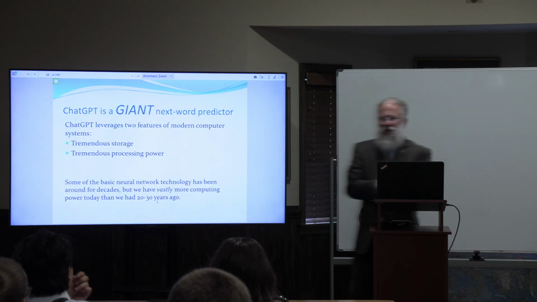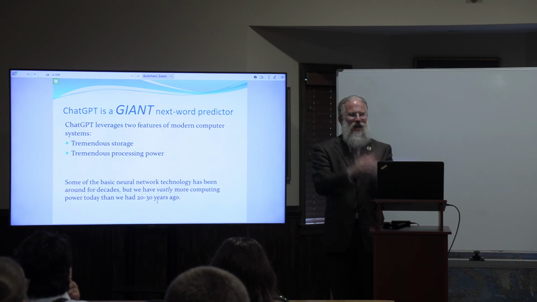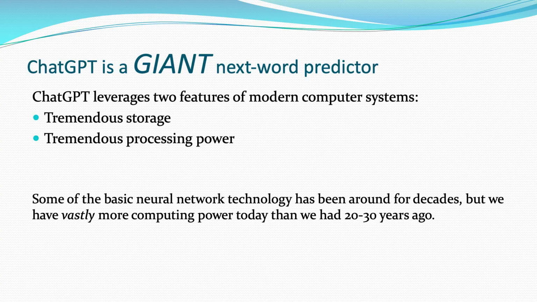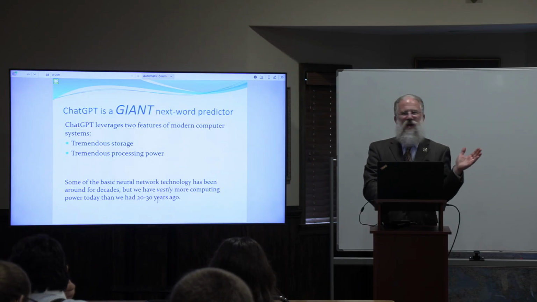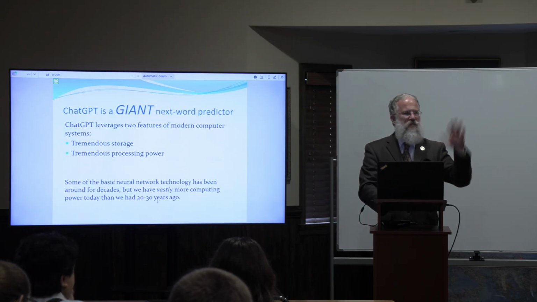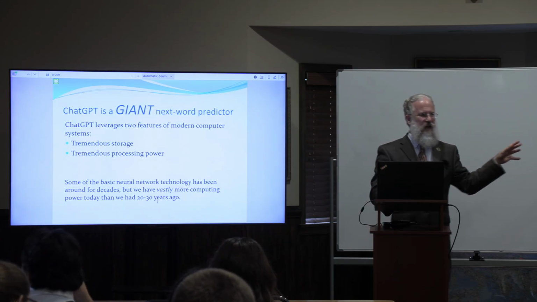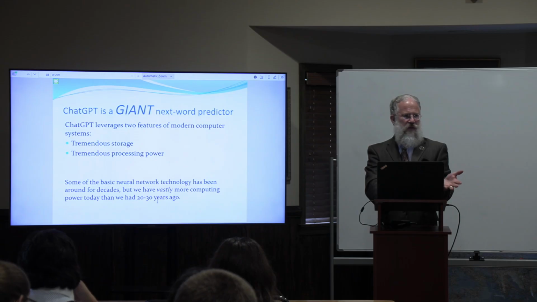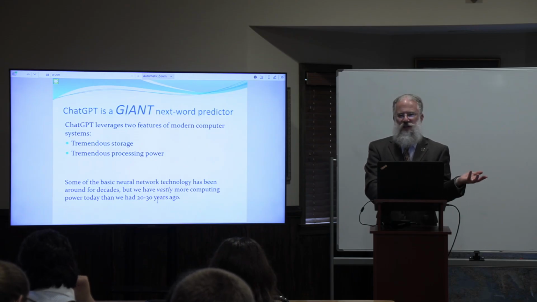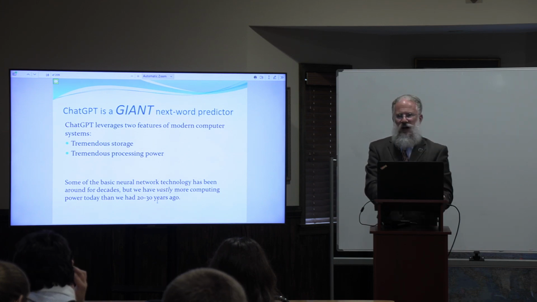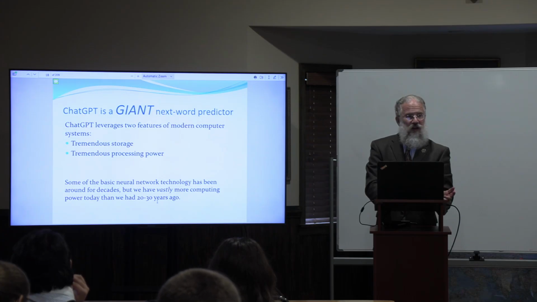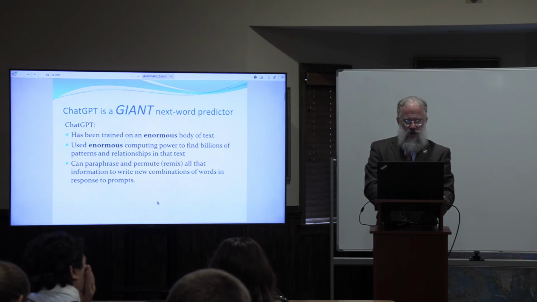Well, here's my slightly more nuanced explanation. ChatGPT is a giant next word predictor. It leverages two features of modern computing, which are tremendous storage and tremendous processing power. While some of the technology that's been used for this has been around for 20, 30 or more years, the fact that processing power has increased multiple thousand-fold over those few decades has meant that we can now do stuff with some of this long-existing technology, like neural net technology, that nobody could do 20 or 30 or 40 years ago, and people fail to appreciate the power behind it and therefore what you can do with that kind of power. So I'll try to explain more about that currently.